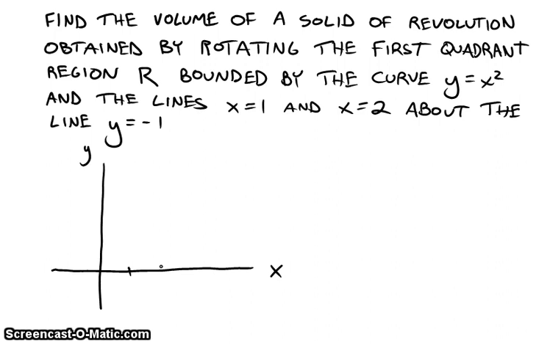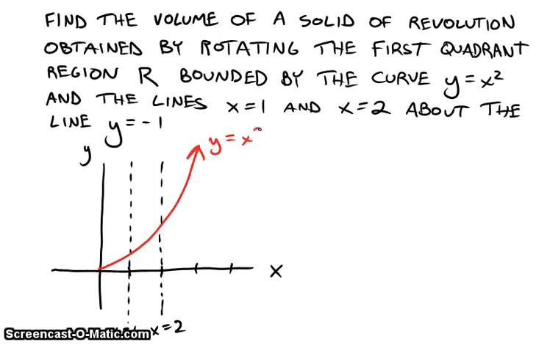Here's x equals 1, 2, 3, 4. So we're looking for a shape that's between these two vertical lines. This is x equals 1. This is x equals 2. And it's also contained by the curve y equals x squared. Well, that is a parabola. And it looks roughly like this. Y equals x squared. So the shape in question here that we're rotating is this shape. We'll fill it in. This shape is called region R, and this is what we're going to rotate.